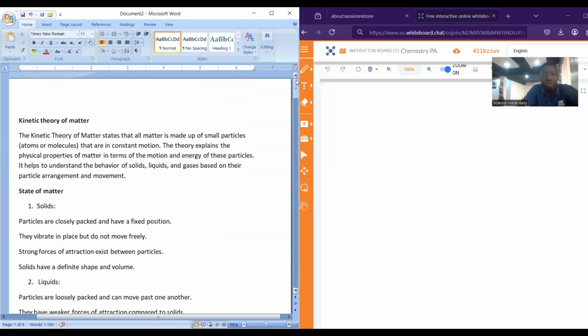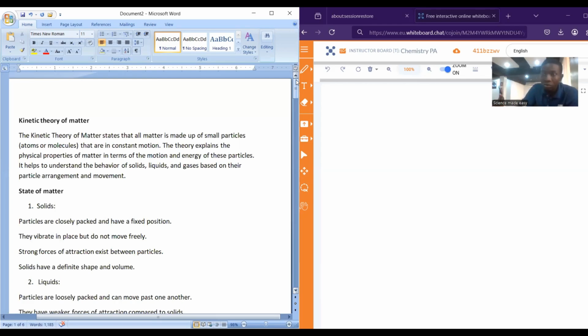Solid, liquid, and gas are classified according to their movement. You may have seen this kind of question before in a JAMB objective question: solid, liquid, and gas are classified not based on their shapes, but based on their movements. So we have the three states of matter. And what are they? Solid, liquid, and gas.